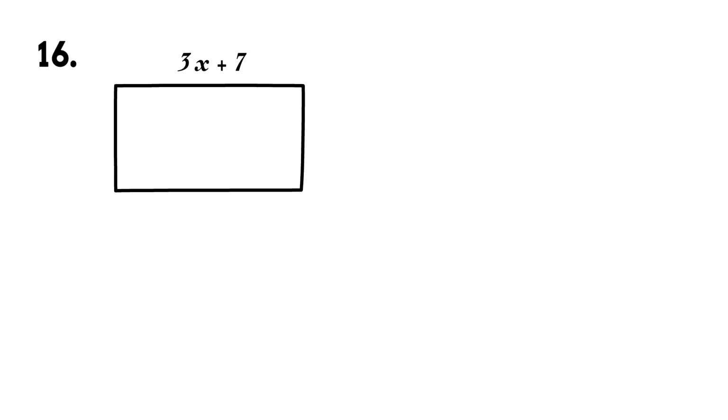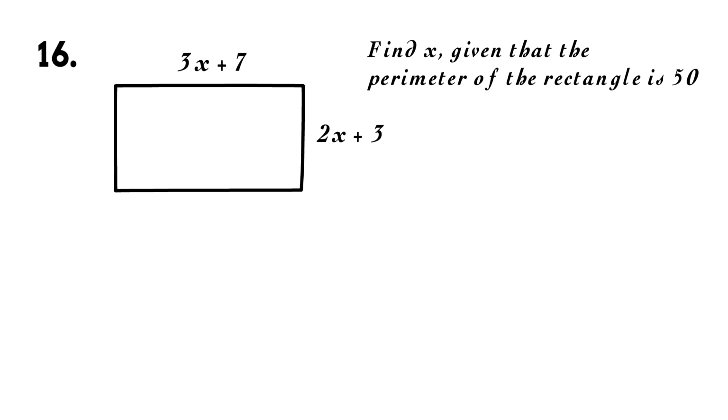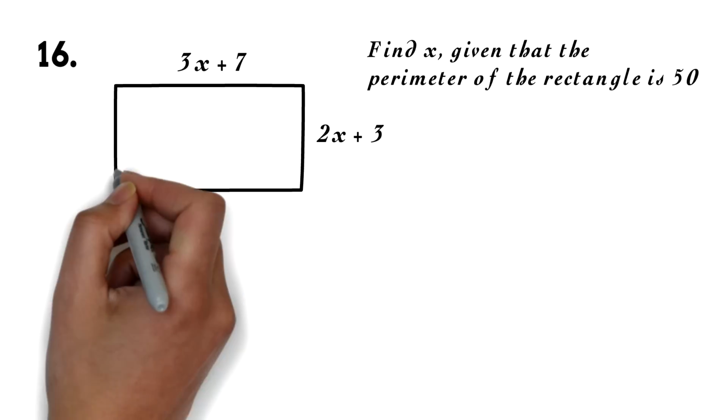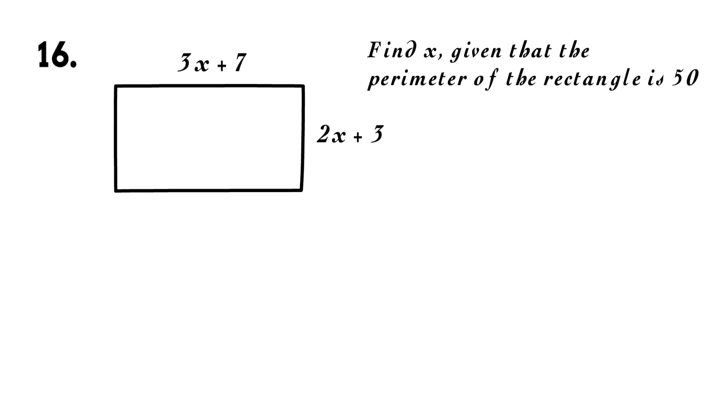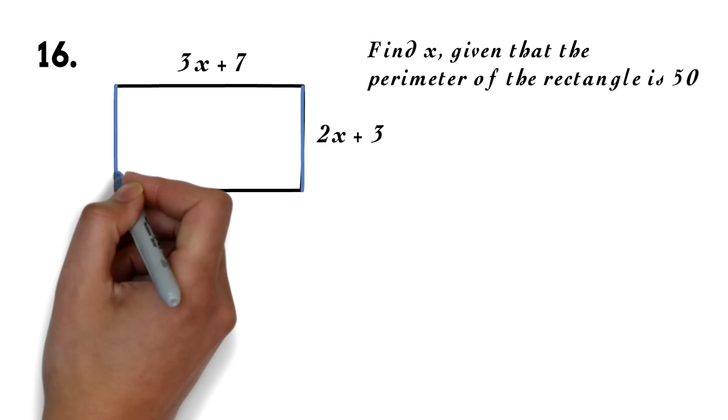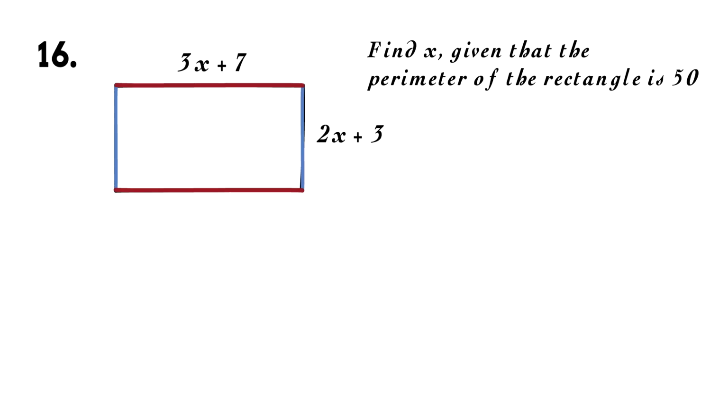Let's look at our question 16. Here, we are supposed to solve for x, given this rectangle. We know that perimeter simply means adding all the sides. We know this is a rectangle, so opposite sides have the same size. This place will also be 2x plus 3. This will be 3x plus 7. Now we can add all these parts, and it must be equal to the perimeter 50.